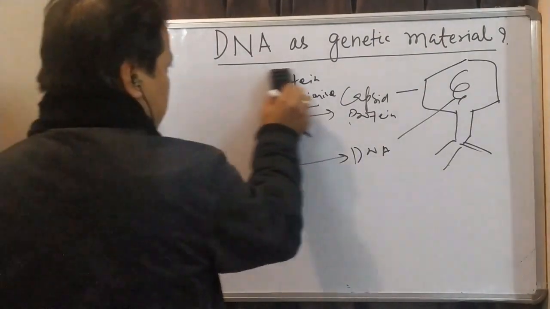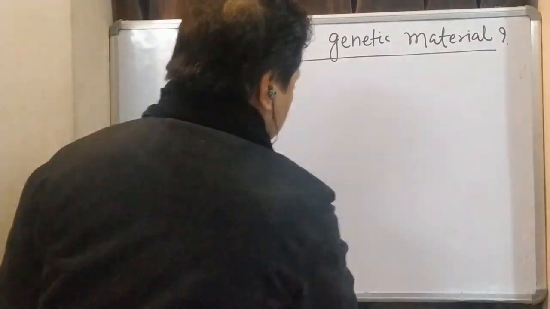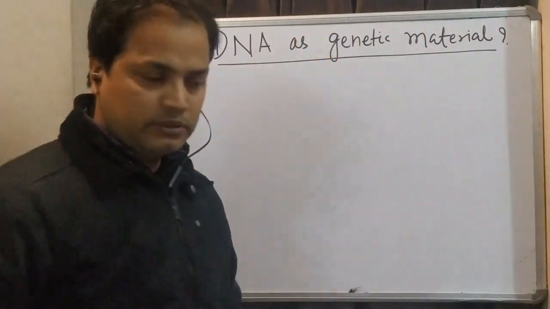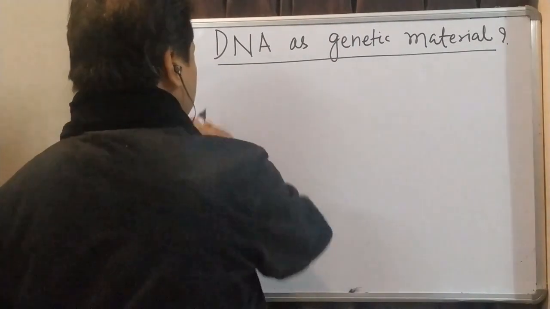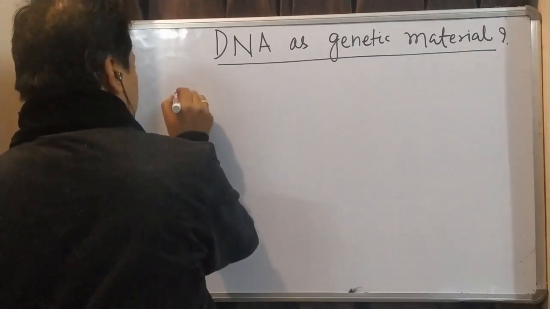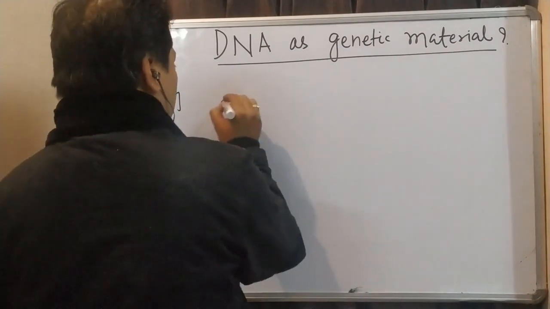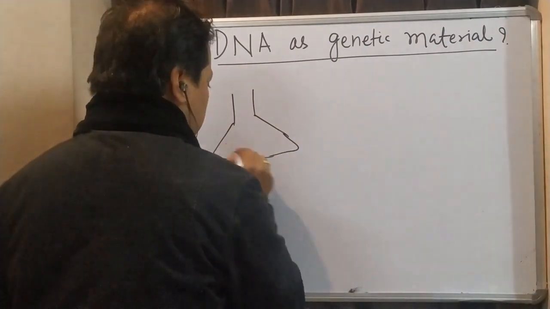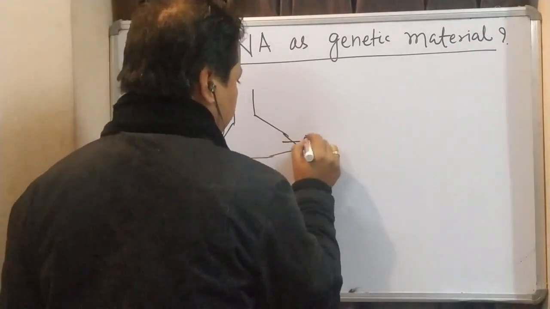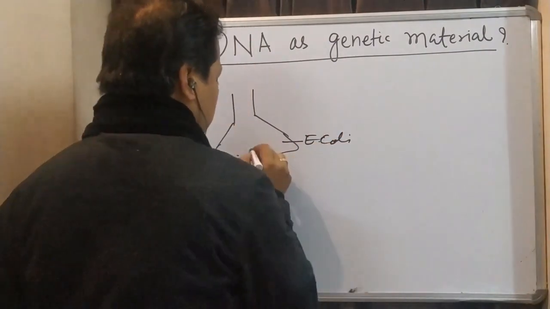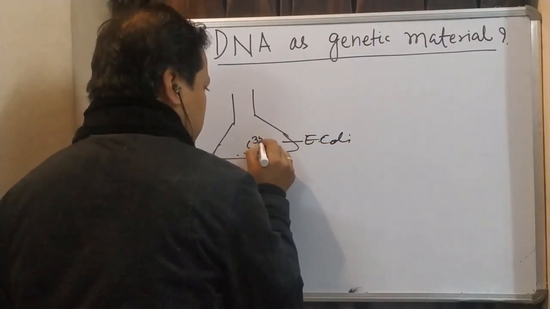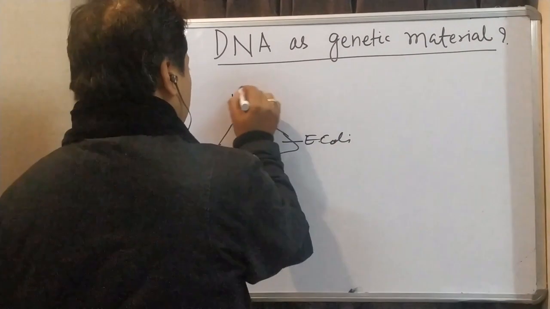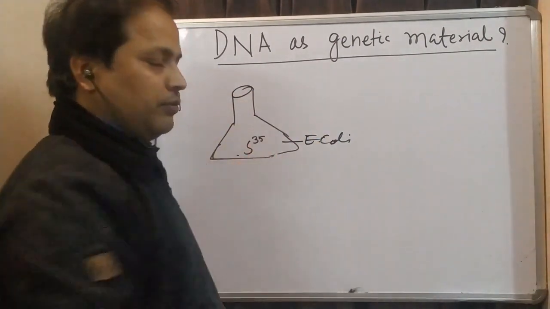Now what they have done is they have performed the experiment in two different sets. In the first set of experiment, they have a flask in which they have E. coli grown in a sulfur 35 environment. So they have E. coli which is growing in sulfur 35.